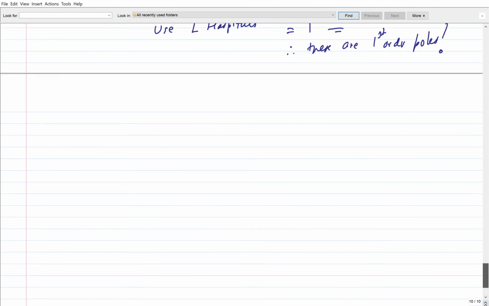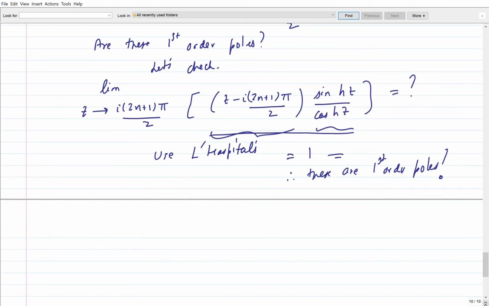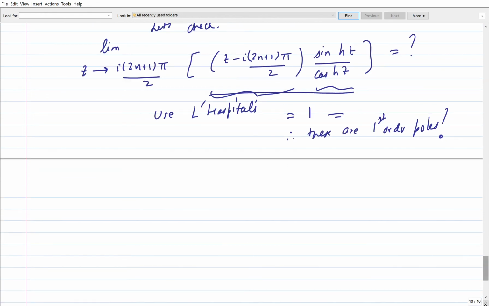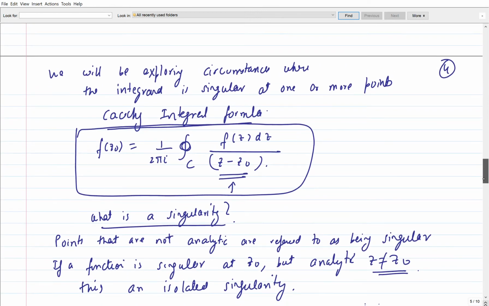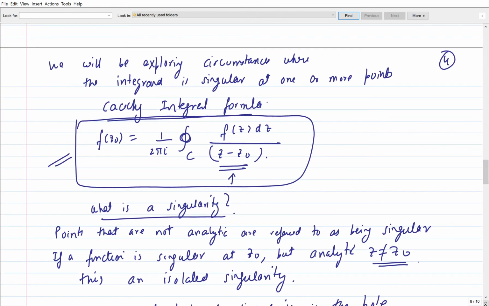So this was the digression about one of the most important kinds of singularities, which was the poles. In the next class, we'll again return to our friend, Cauchy's integral formula. Thank you.